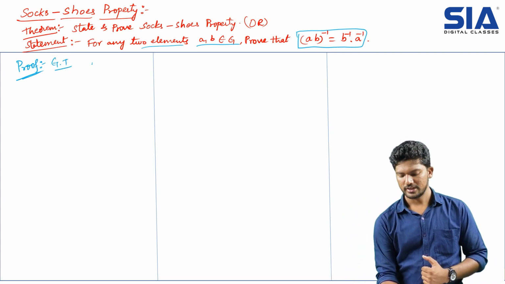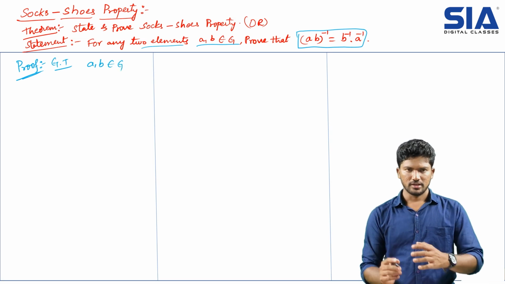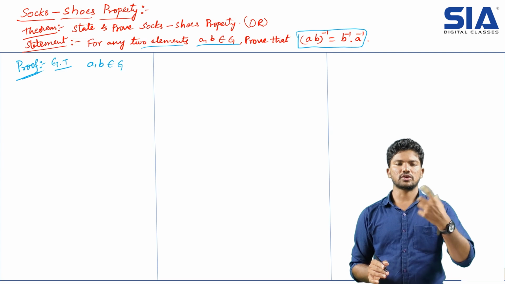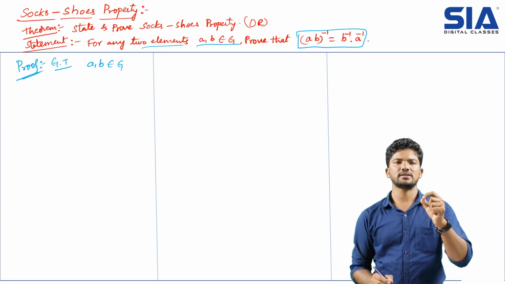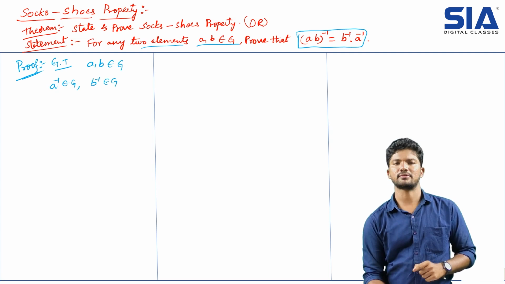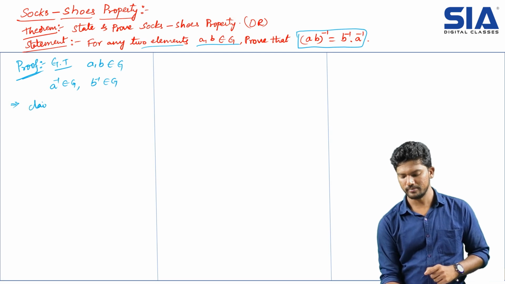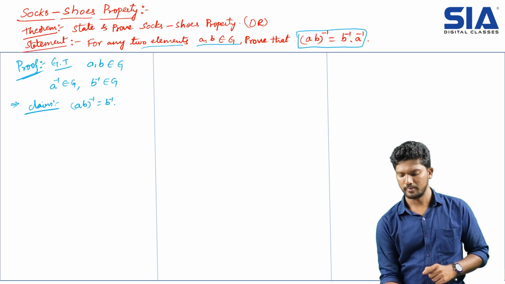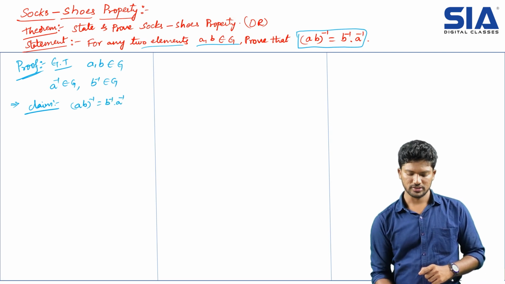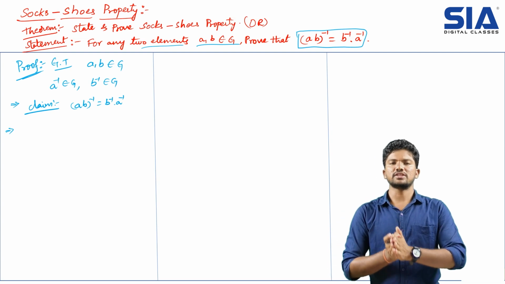Given that small a, b belong to capital G, then by the third elementary property of the group, that means for every element there is an inverse. So therefore a inverse also belongs to capital G, b inverse also belongs to capital G. By using these two conditions, I am writing the claim. We have to prove that (a into b) whole inverse is equal to b inverse into a inverse. So now by using the inverse property, we are going to prove this theorem.